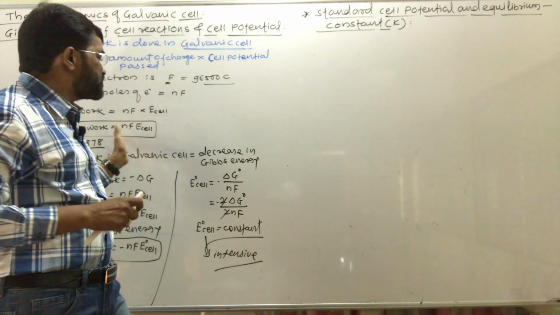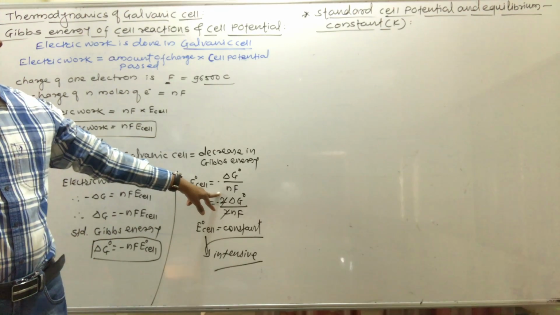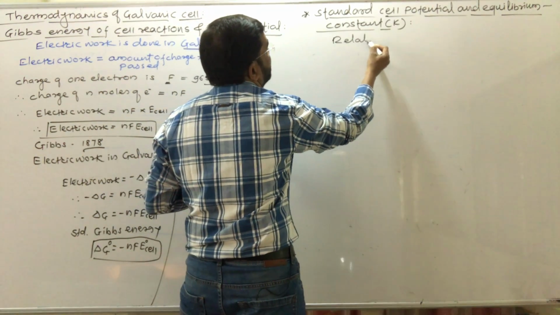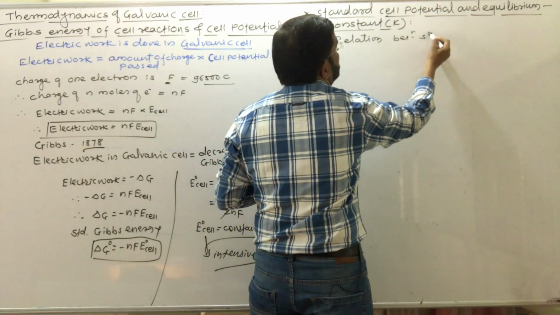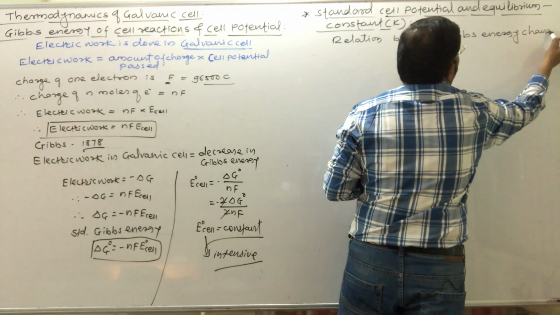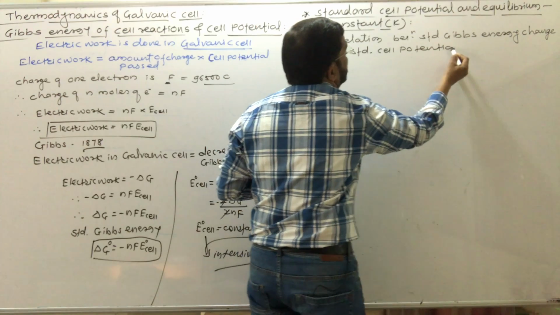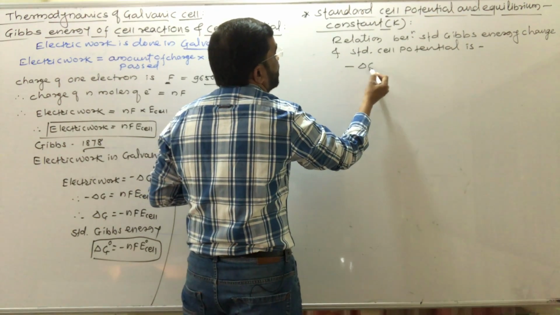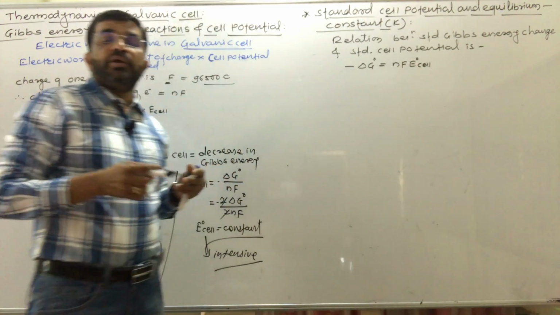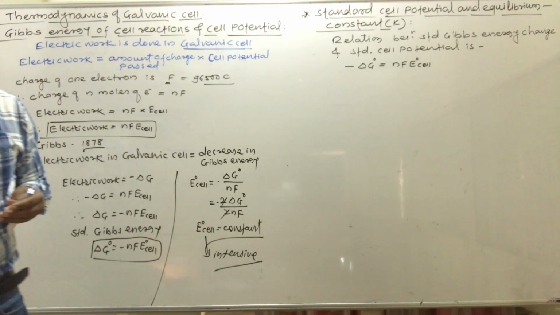We know cell potential from Gibbs energy can be obtained from this equation, that is E of cell is equal to minus delta G0 upon nF. Now the relation between standard Gibbs energy change and standard cell potential is given by this equation: minus delta G0 is equal to nFE0 of cell. Here E0 of cell means standard cell potential.